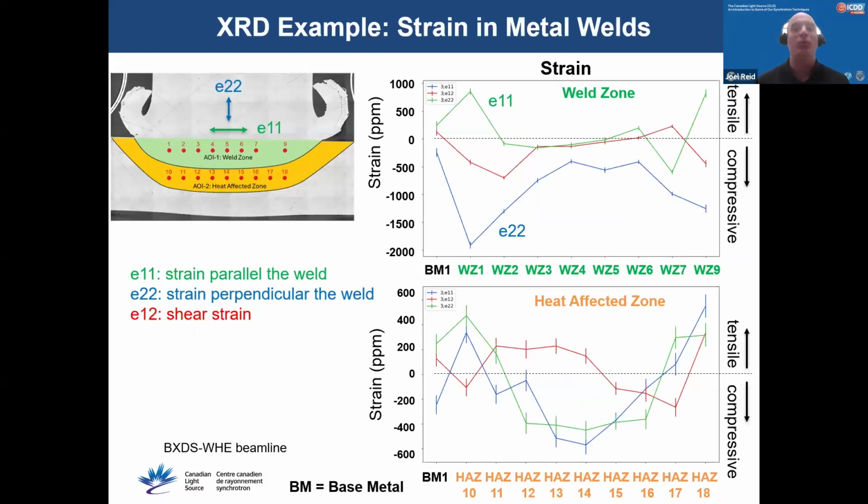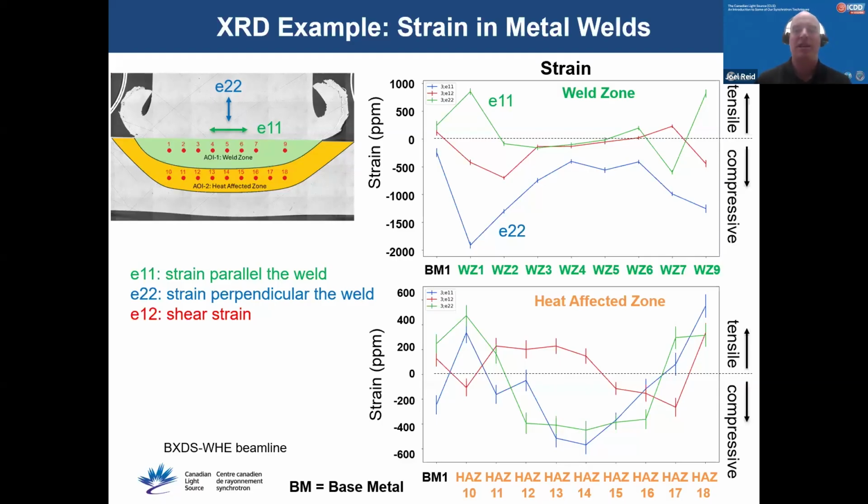Using a single 2D ring pattern, we can determine three strain tensors: the tensile strain tensors that are parallel and perpendicular to the weld, and one shear strain tensor. In the weld zone at the top right, the strains perpendicular to the weld, the E22 strain tensor shown in blue, are all compressive. The strains parallel to the weld, the E11 strain tensor in green, are small and compressive in the middle of the weld zone, but they change to tensile towards the edges of the weld zone.